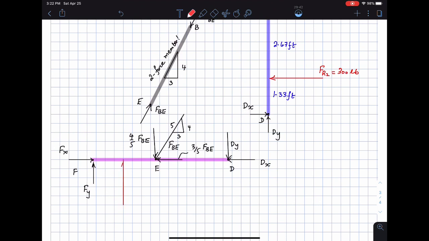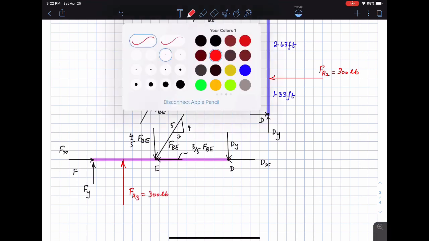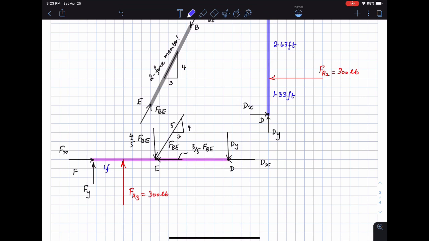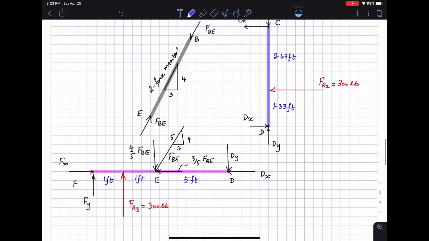So this force FR3 was equal to a value of 300 pounds, and then we had the distances. This was 1 foot, this was 1 foot, and then the distance from E to D was 5 feet. All right, and so we have the free body diagram of all of these.